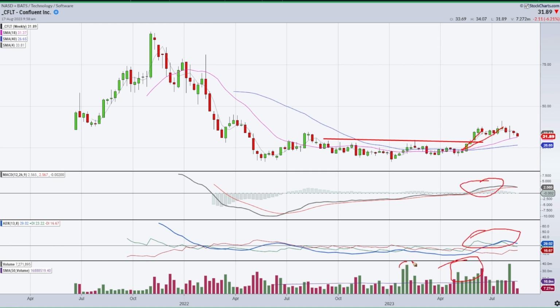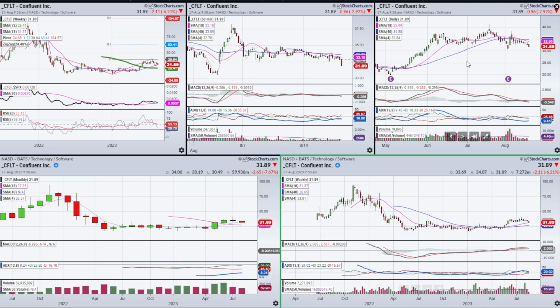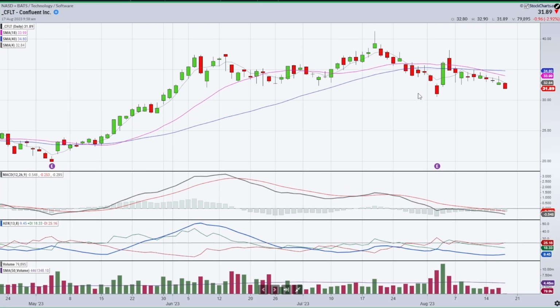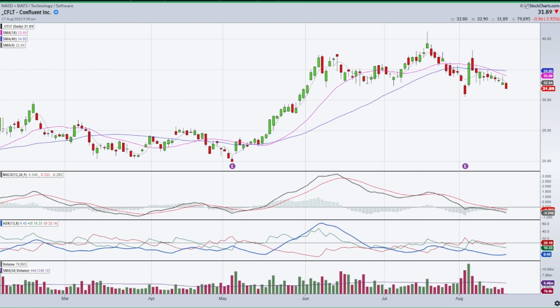Look at the volume pattern. You see these big green bars? That's real buying going on. Then we get our pullback to the 18. Now we've got a potential trade set up. So now we want to go to the weekly chart. And this is exactly what this person was looking at. And the question was, is this the entry to be looking for?